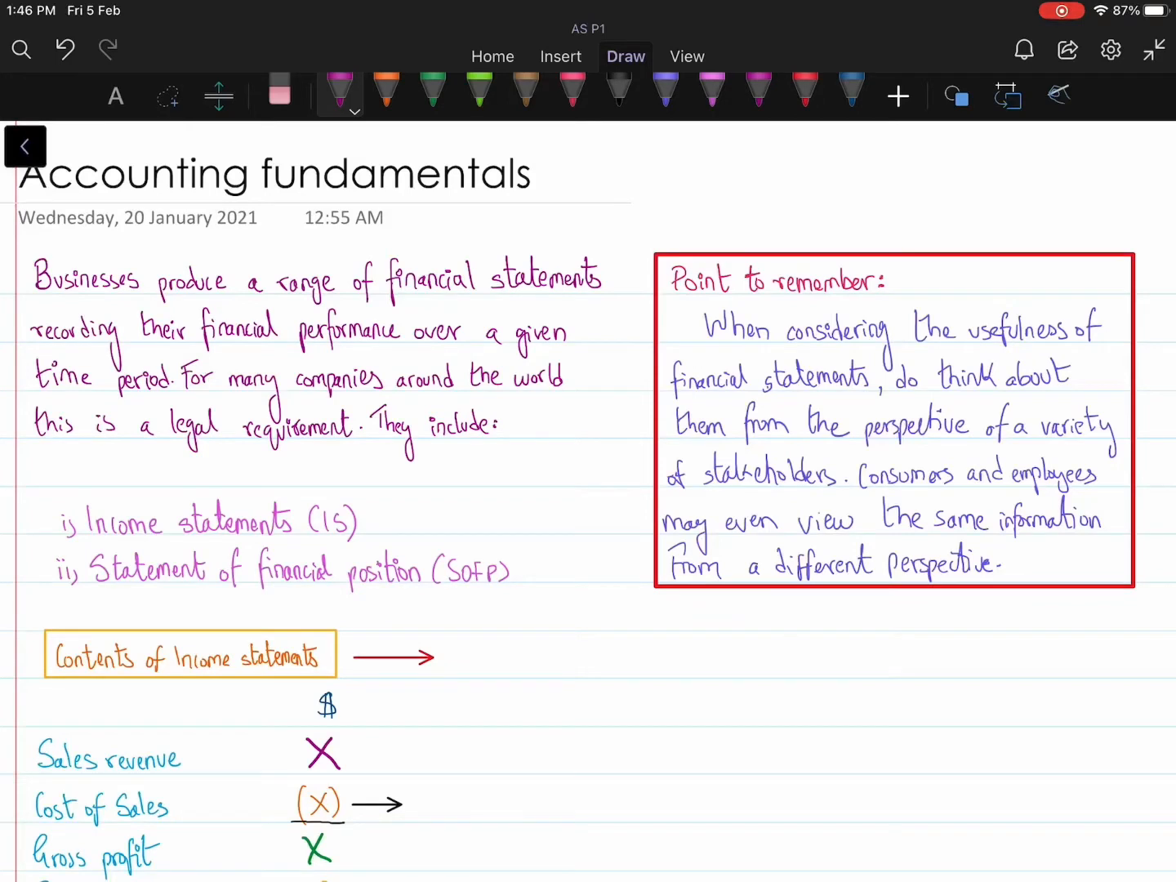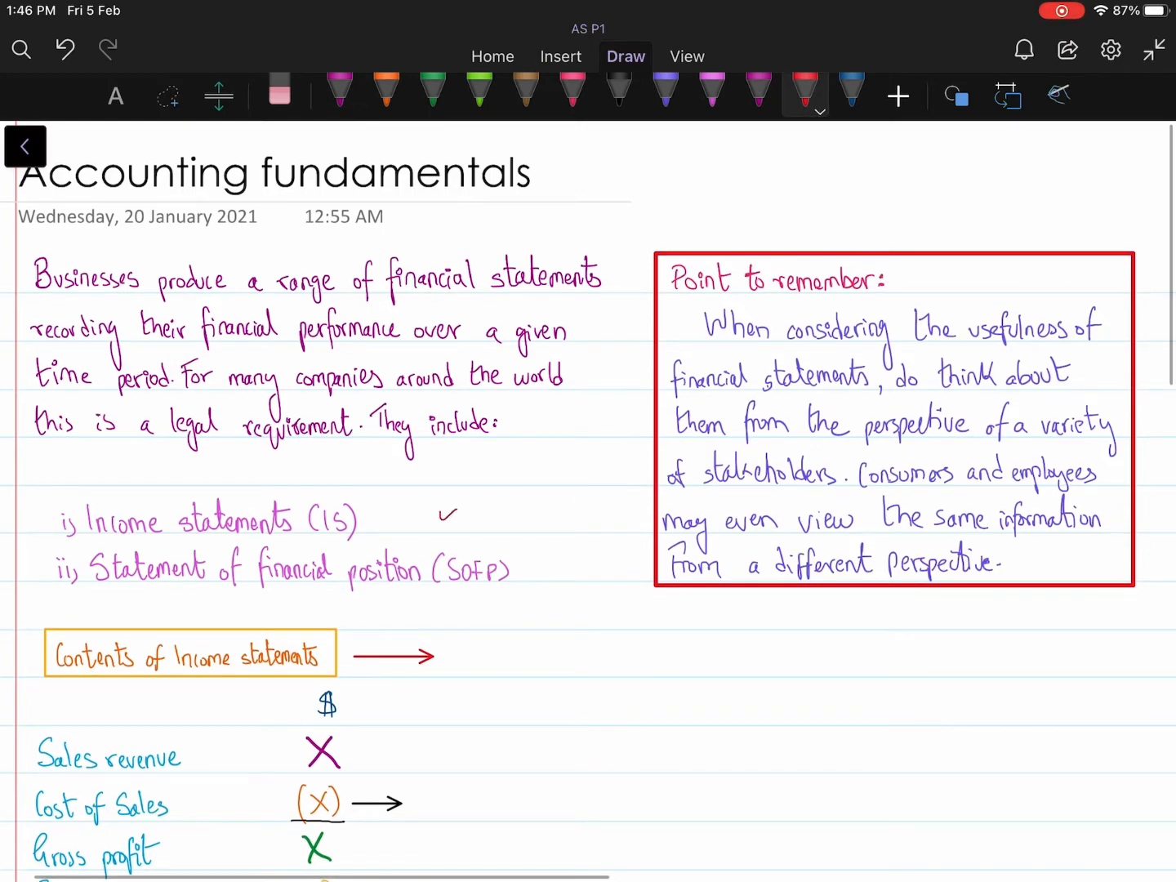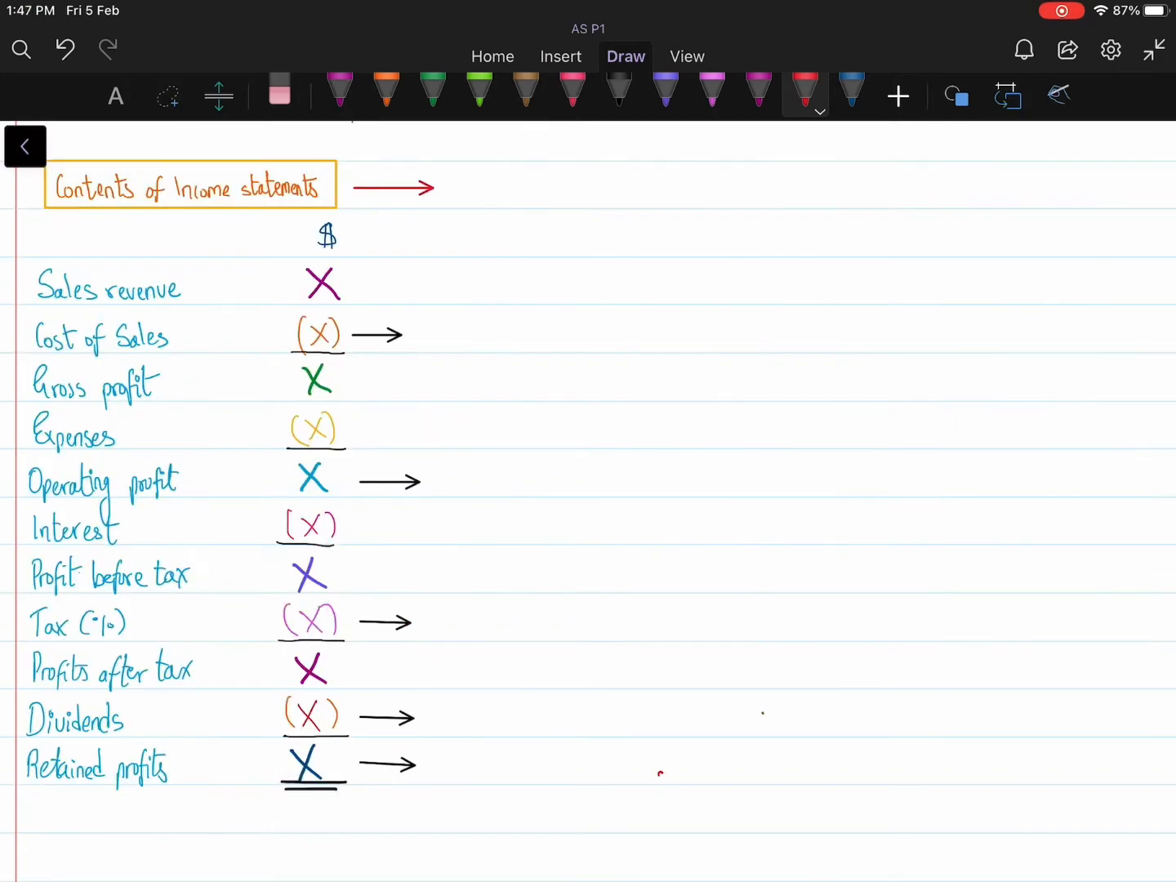In this particular video, we are going to discuss the accounting fundamentals that include the two sets of financial statements, the income statement and the statement of financial position. Now, both these documents are very important because they will not just be used in the context of a business, but will even be used by external stakeholders. So let's move on towards the contents of an income statement.